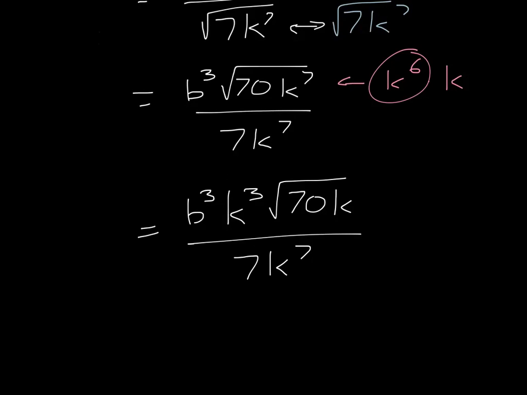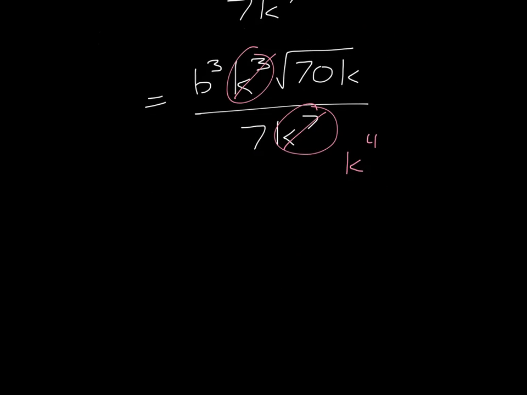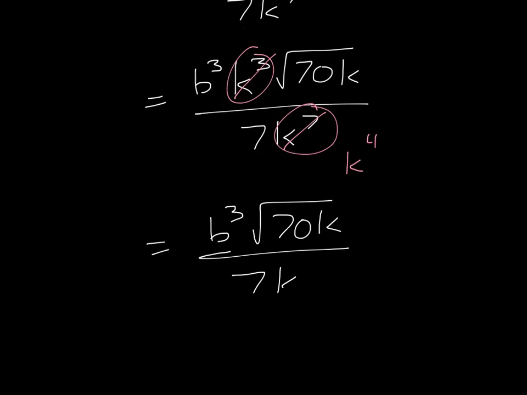The very last thing now is I just need to simplify these k's that are outside the radicals. I'll cancel 3 k's from these and get a k to the 4th down in the denominator. And so the final answer would look like b to the 3rd times the square root of 70k all over 7k to the 4th.